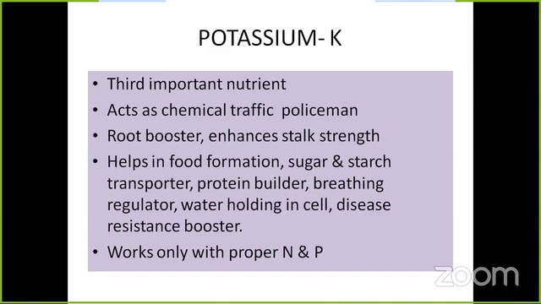resistance. So again, potassium works only under proper quantity of availability of nitrogen and phosphorus. All these three NPKs are all interdependent. If one is less, the other one will not perform properly. So NPK balance is very essential in case of nutrition management.